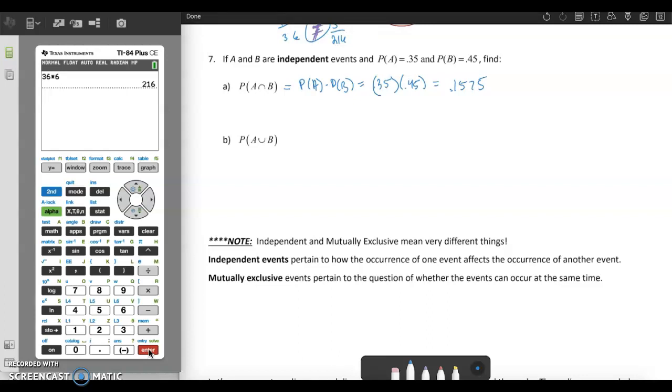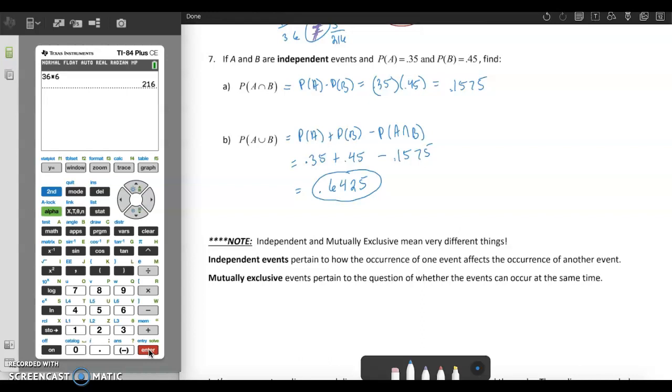Only after doing that can I find the probability of their union. So if they only ask you for the probability of the union, you are going to have to do that first step anyway, even if they don't ask you for it. Because remember, the general formula for finding the probability of the union is taking the probability of A plus the probability of B and subtracting off the probability of the intersection. If you don't have that intersection, then you can't complete this formula. So what is 0.35 plus 0.45 minus 0.1575? That should give you 0.6425.